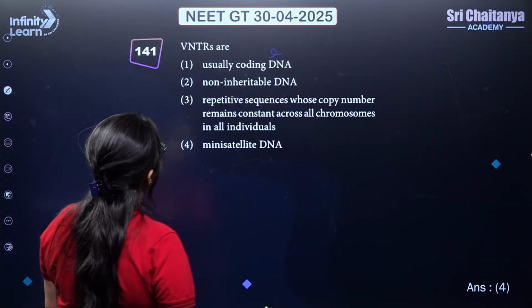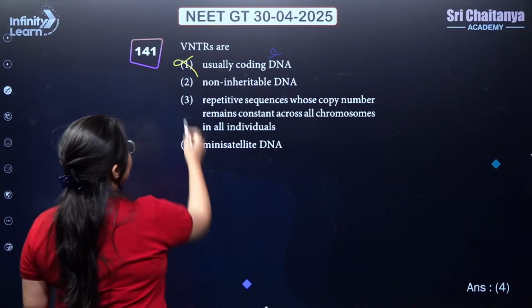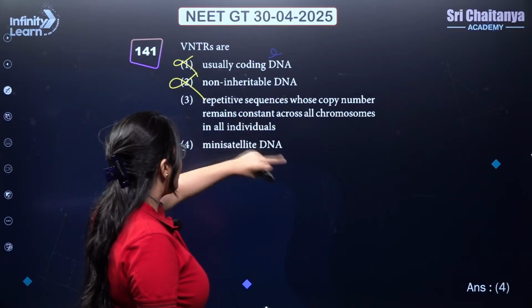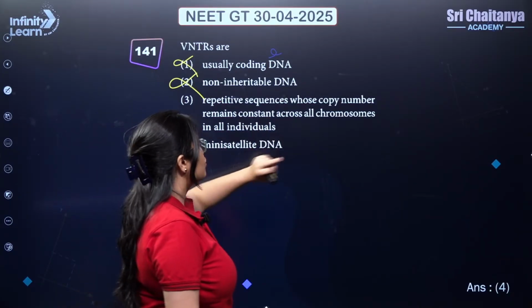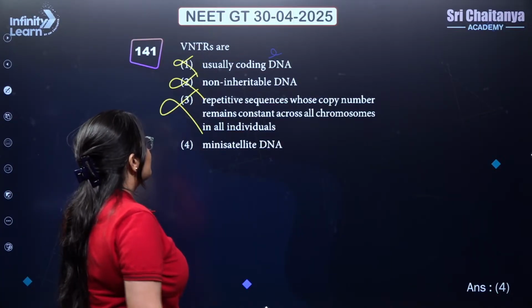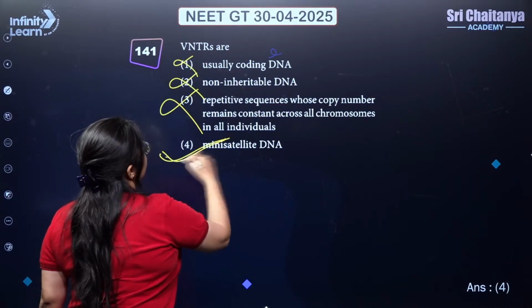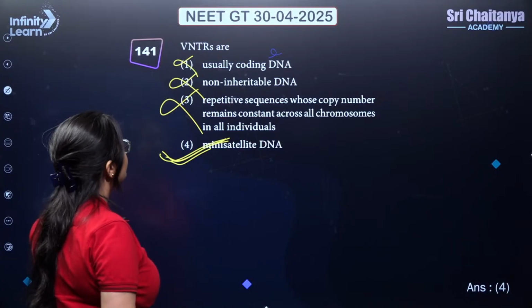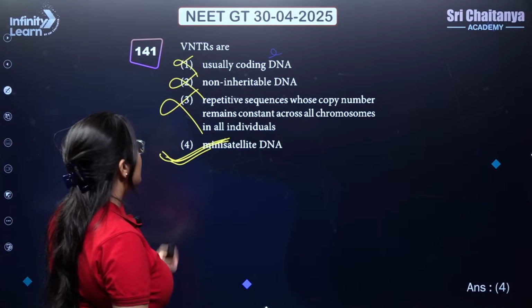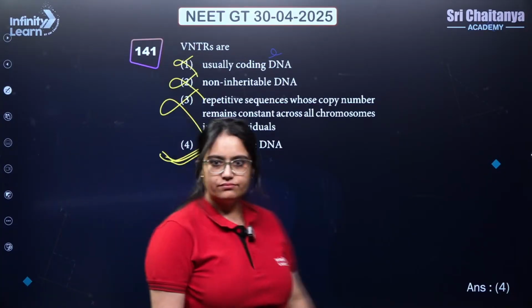VNTRs are usually coding DNA? No. Non-inheritable DNA? No. Repetitive sequences whose copy number remains constant across all chromosomes in all individuals? No. So VNTR is a minisatellite. That is right, so this becomes the right answer. VNTR, variable number tandem repeats, are a part of minisatellite DNA. Answer is 4. Clear guys?